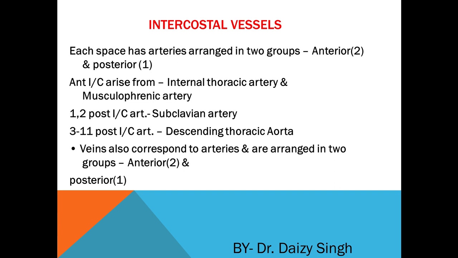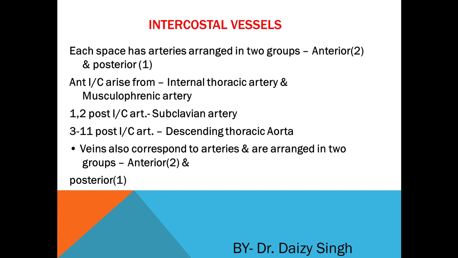Then we have the vessels, that is the intercostal vessels. They are arranged in two groups, anterior and posterior. Anterior are two branches and posterior is one. The anterior intercostal arteries arise from the internal thoracic artery and the musculophrenic artery. The first and second posterior intercostal arteries arise from the subclavian artery, while the third to 11th posterior intercostal arteries arise from the descending thoracic aorta.